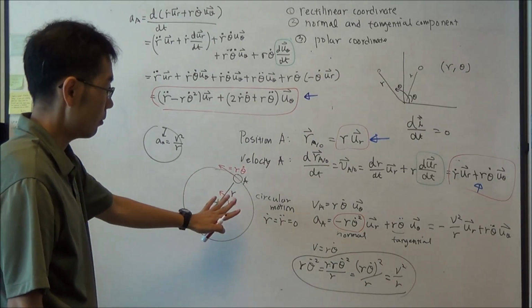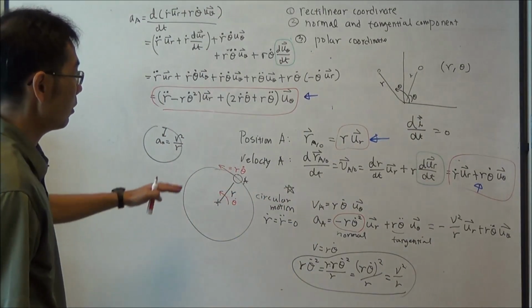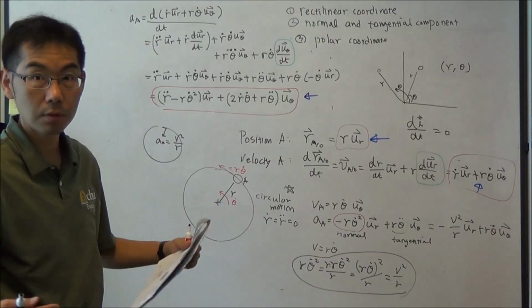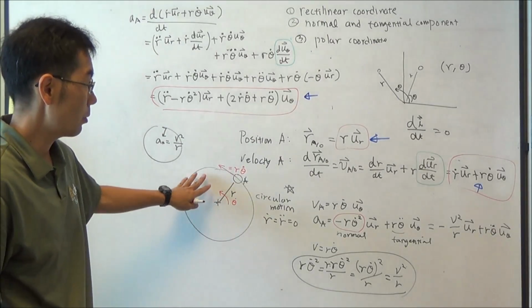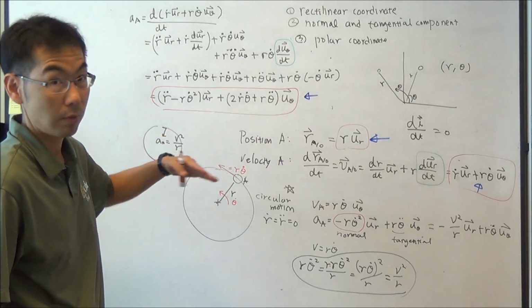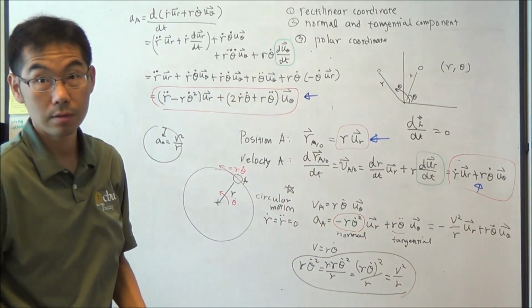So these are the final notes. Basically the polar coordinate system includes circular motions as well, and in the case of circular motions, the polar coordinate system can be represented as if we used normal and tangential components.